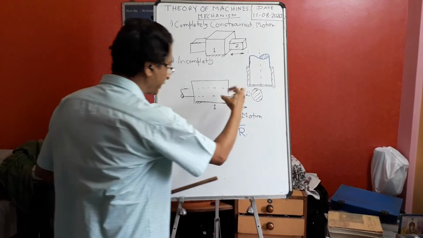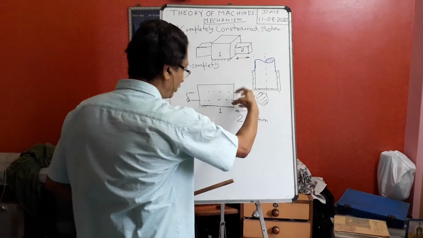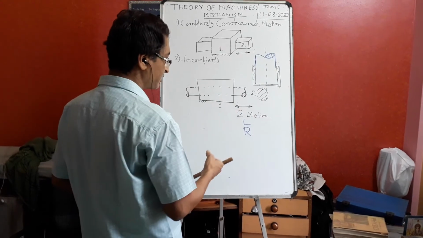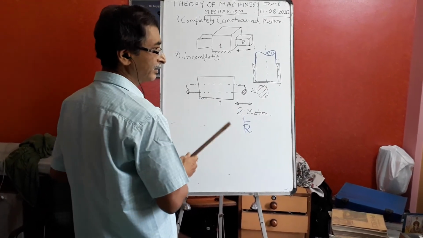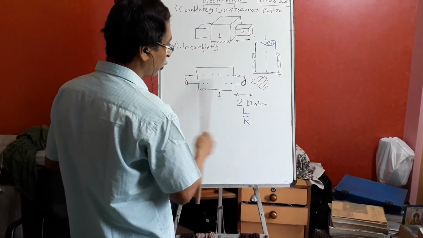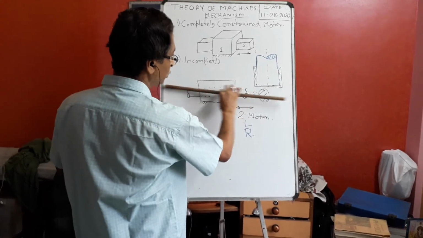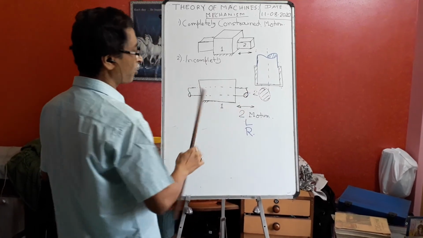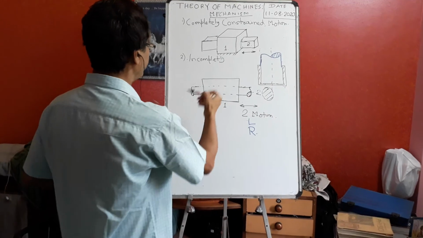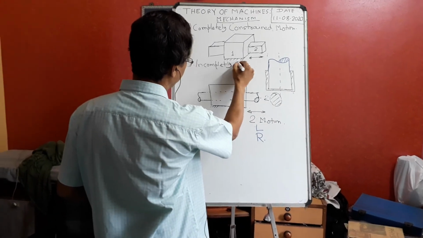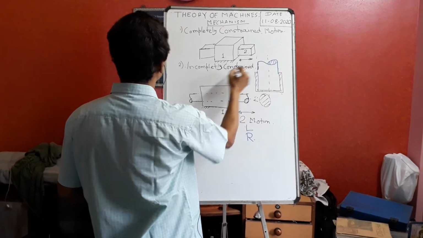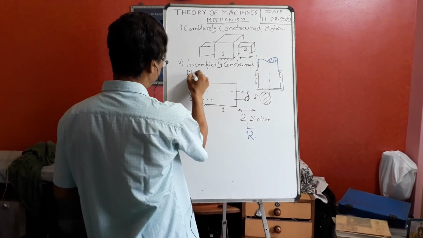Suppose I want to rotate the shaft only. Then our objective is only rotation, but our objective is not linear motion. So in that case what will happen? It will rotate, but while rotating it will also do translation motion. So this is not a constrained motion. That is why this type of mechanism is called incompletely constrained motion.